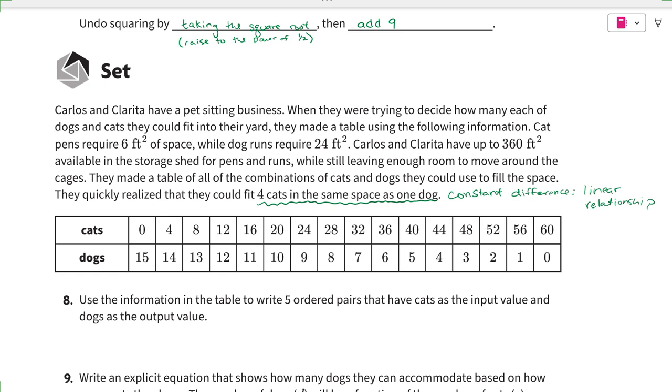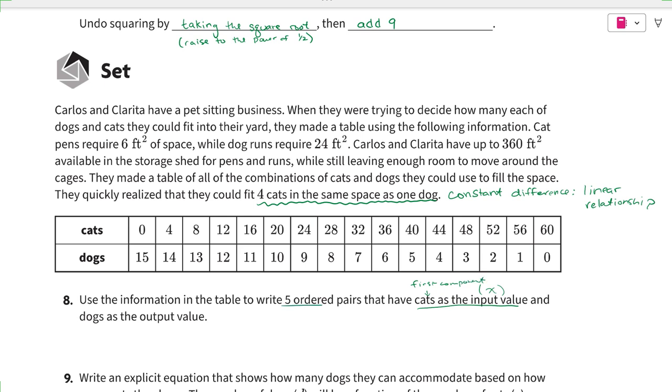Okay, so use the information table to write 5 ordered pairs that have cats as the input value. So cats is the input. Now, you might be thinking that's where the x usually is when we're thinking of equations, the independent variable, and dogs the output. So cats as the input means that's our first component.